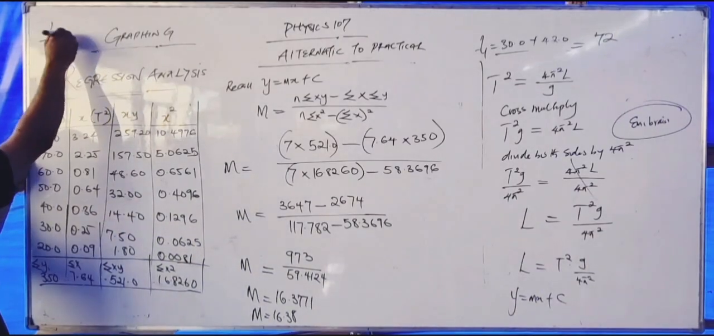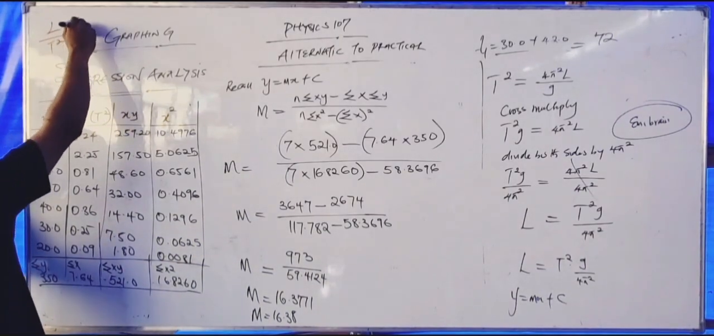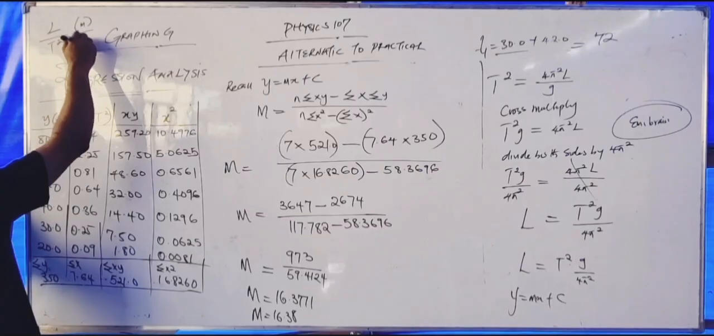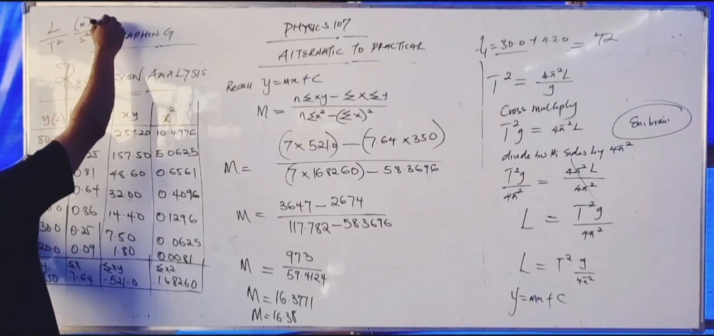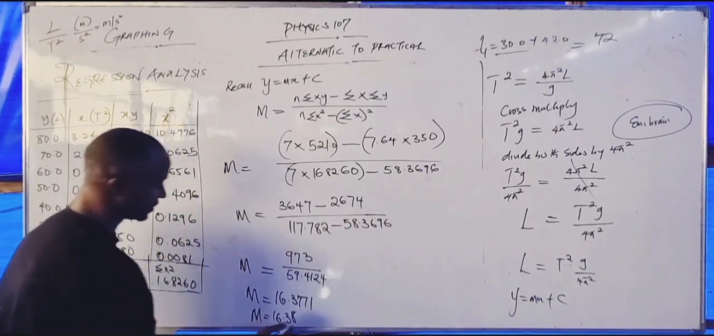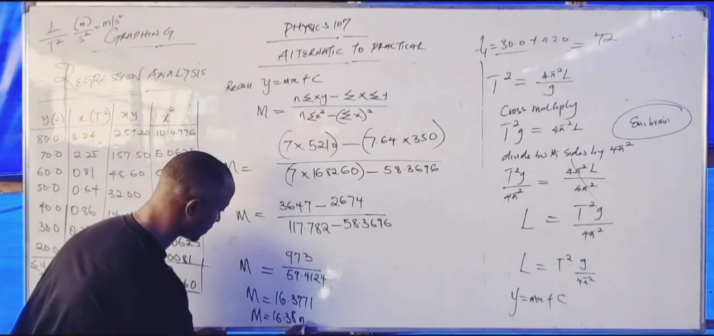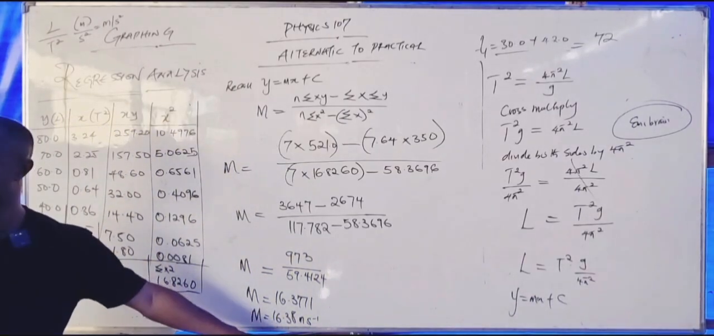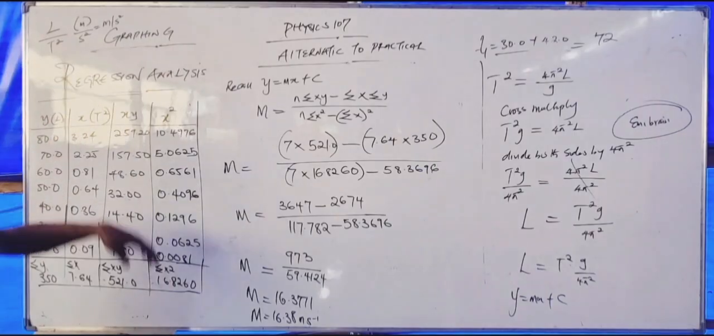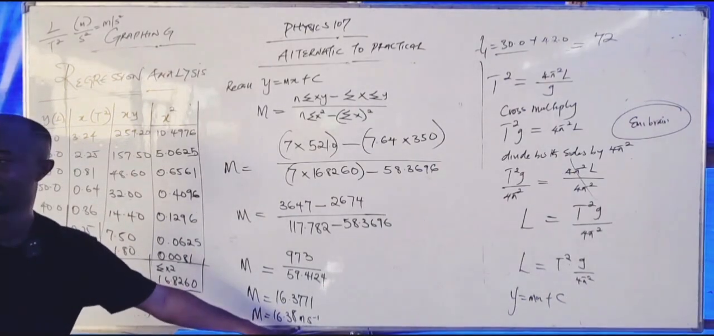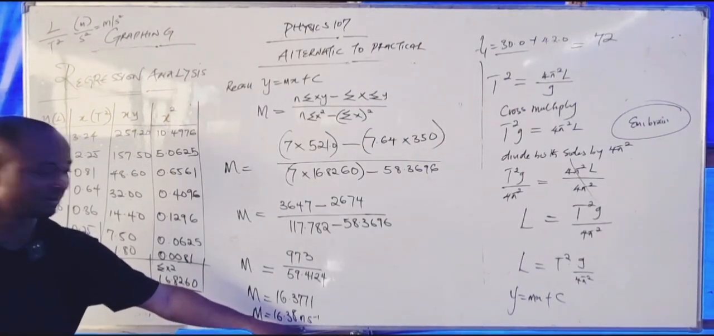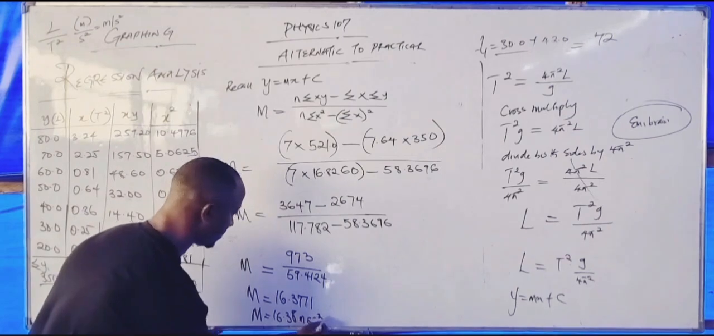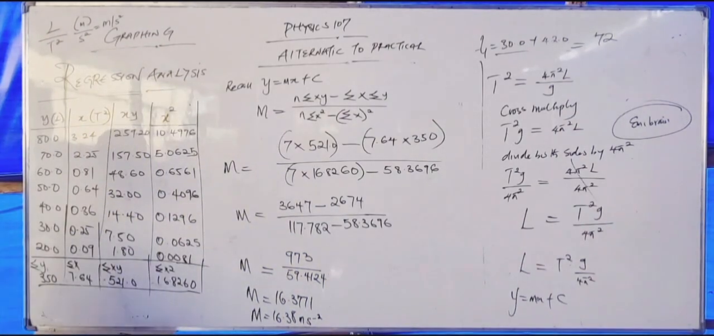A graph of what against what? L against T square. L is in what? Meter, right? T is what? Second square. Which is what? Meter per second square. So our slope here is meter per second square. Okay. So that means this slope represents what? What unit is this? Meter per second square. That is what? Acceleration, right? Okay.